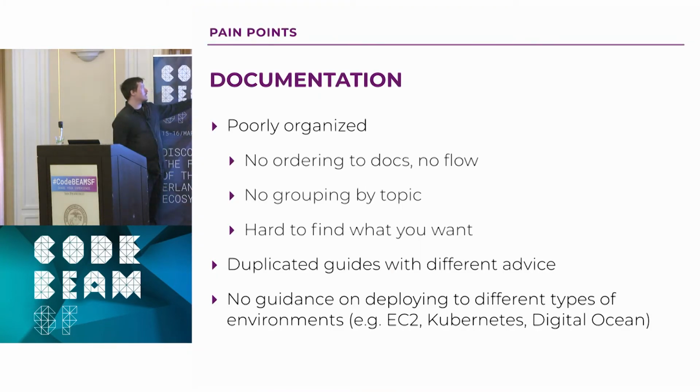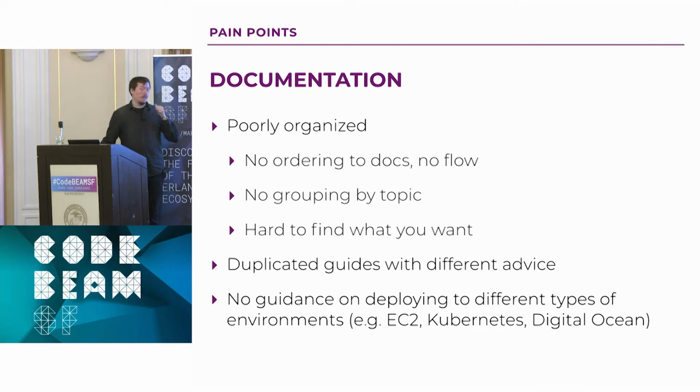So documentation, like I was saying, is poorly organized. There's no real ordering to the documentation, no real flow to the docs. I didn't use linking very heavily to make sure that you could get back and forth between different topics easily. I didn't group things because that feature was not in ExDoc when I first built this tool. And just in general, it's hard to find what you want. You could use Google to search it or something, but it's pretty awkward right now.